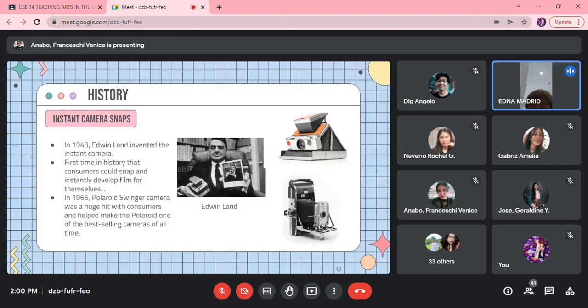Hindi. Pero pag color, lalabas agad yung picture. Kaya lang, madaling mag-rate. Iba-iba yung ginagamit.